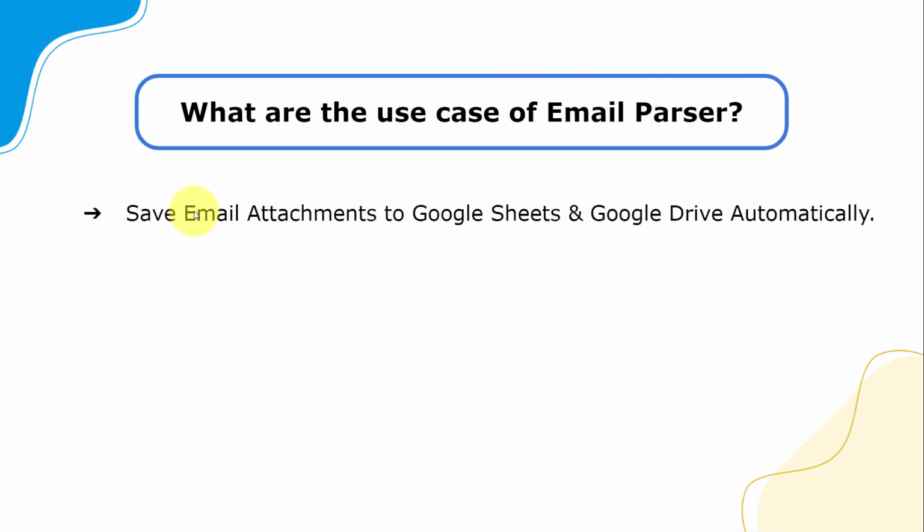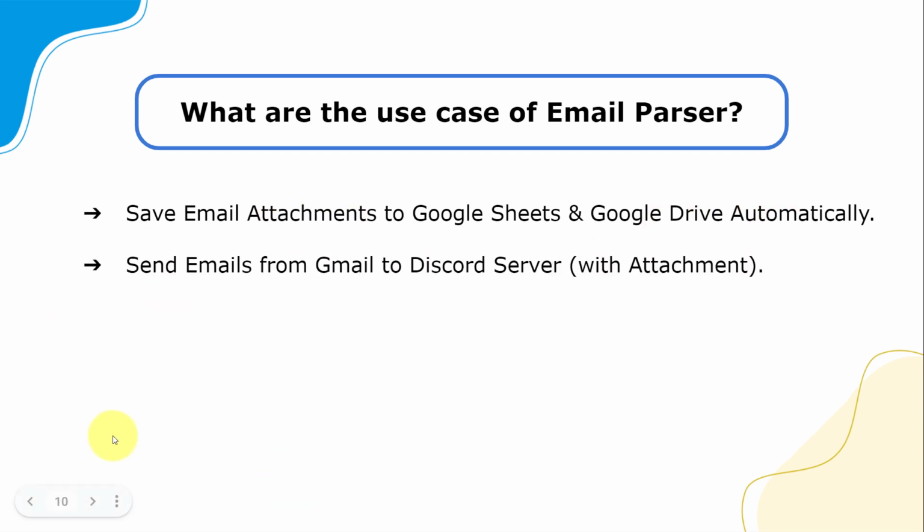So one can save the email attachments to Google Sheets and Google Drive automatically. Assume that you have received a new email along with an attachment, and this is something important for you. You can directly and automatically save the attachment to Google Sheets as well as to Google Drive, and in fact you can also save the email details in Google Sheets. Well, this is really an interesting use case for one's business.